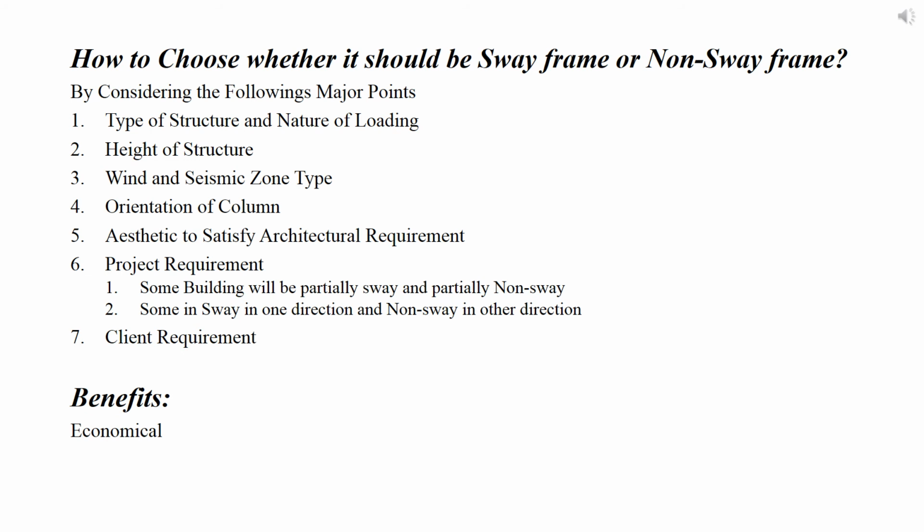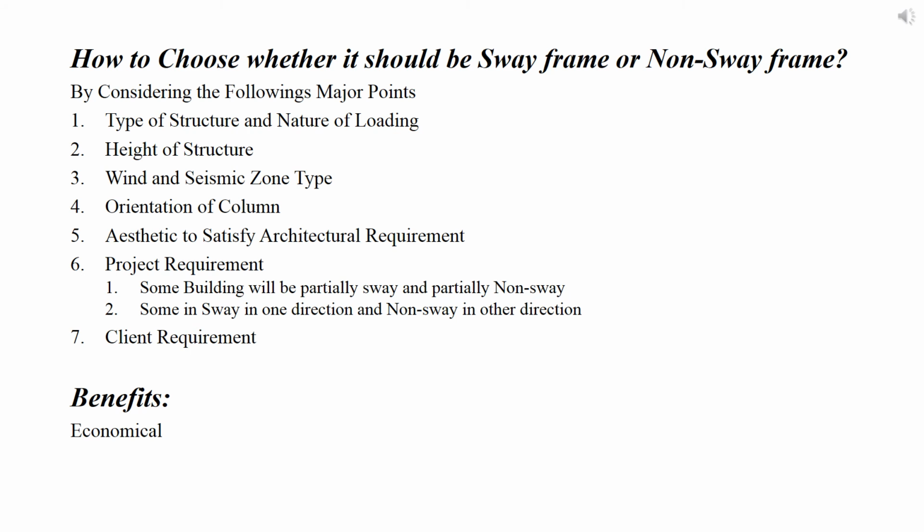Fifth point, aesthetics to satisfy architectural requirement. Mainly in some commercial structures, to satisfy architectural requirement, bracings may not be allowed. In such cases, sway frames need to be approached. Sixth point, project requirement. In some industrial structures, to satisfy project requirement, bracing may not be allowed if it obstructs. Hence, in such cases, a sway frame can be approached.